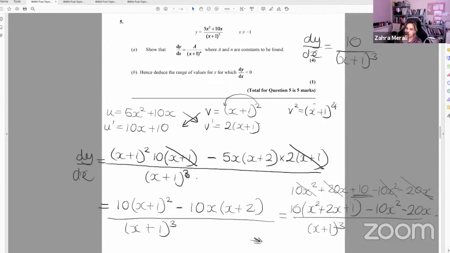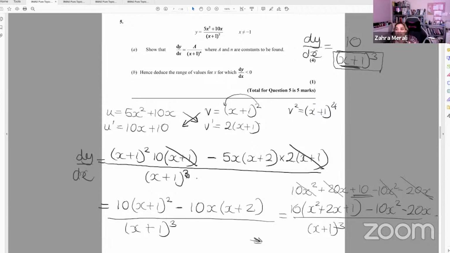And then it says, hence deduce the values for which dy dx is less than 0. Now, how does dy dx become less than 0? Well, we've got 10 on the top, which is a positive number. So it means, when does this bottom bit become less than 0? So it's cubed. So that means whenever the bracket is negative, it's going to be less than 0.